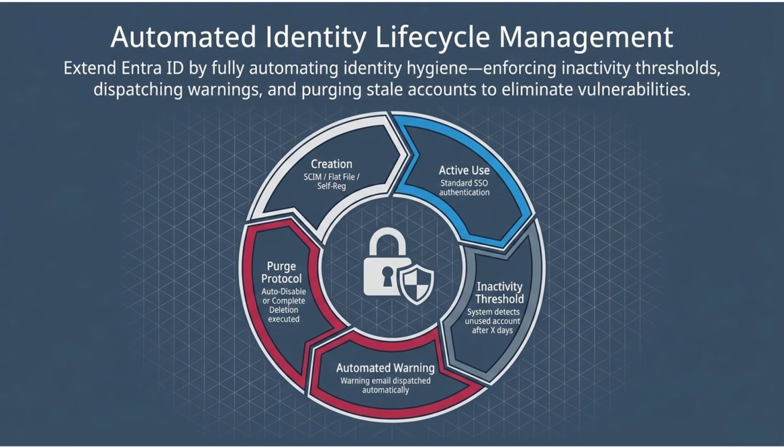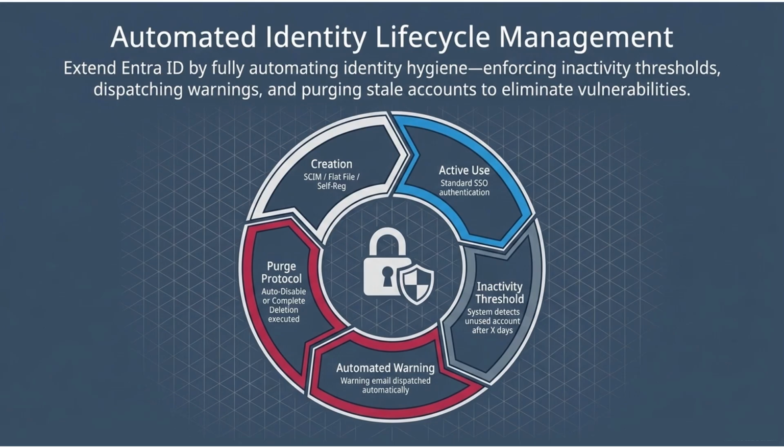But authentication only proves who the user is at that exact second. What happens when that user takes a 3-month leave of absence or leaves the company entirely? That brings us to automated identity lifecycle management. This is arguably the most critical security feature because it eliminates human error over time. The lifecycle creates a closed loop of security.